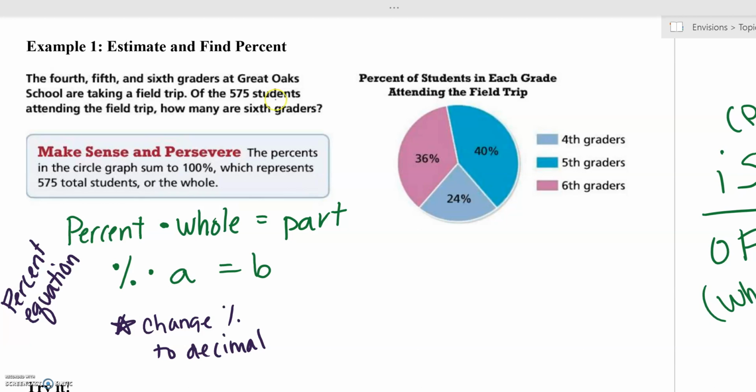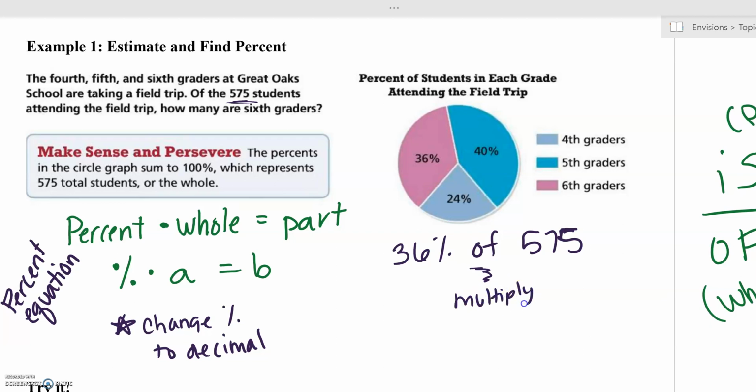So if I look here and we want to know how many 6th graders are going on this field trip, and we have 575 students. So based off of our pie chart here, I have 6th graders, there's 36%. So 36% of 575 students. Okay, so whenever we see this word of, guys, that means to multiply.